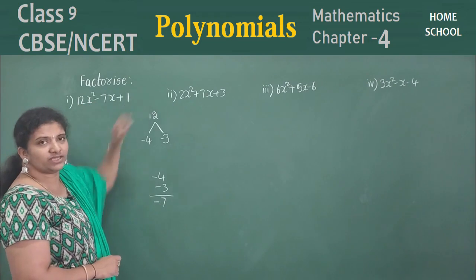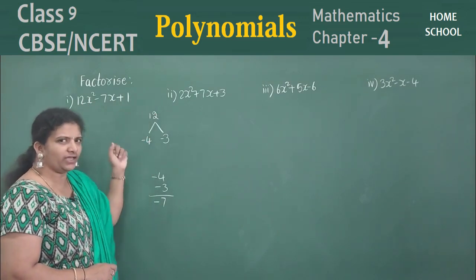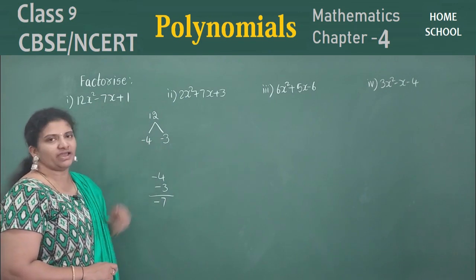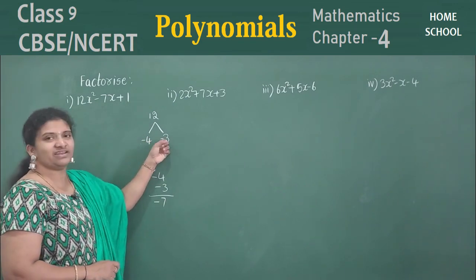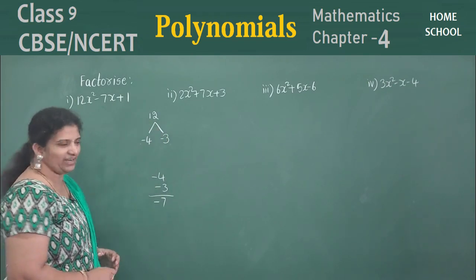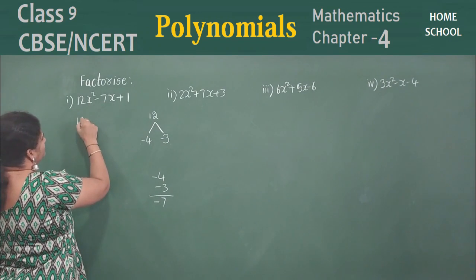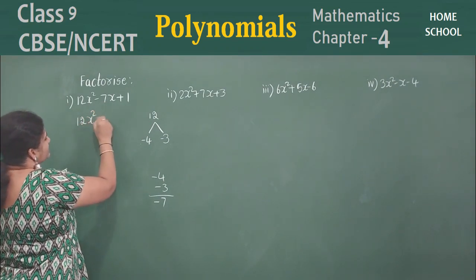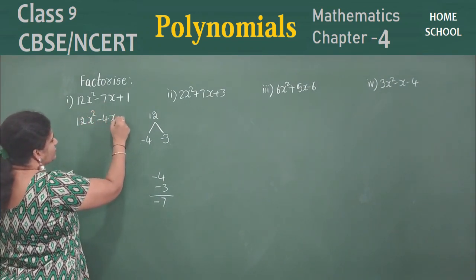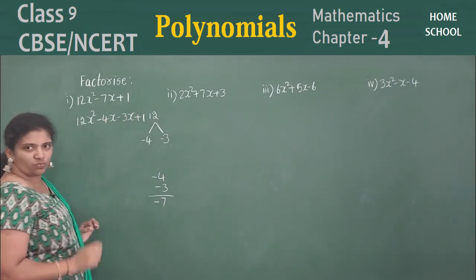Now what about this one? When you multiply these two, you should get this. Are you getting? Minus 4 into minus 3. Minus into minus plus, 4 3s are 12. Yes, we are getting, right? So now these two terms place here. 12x square minus 4x minus 3x plus 1.